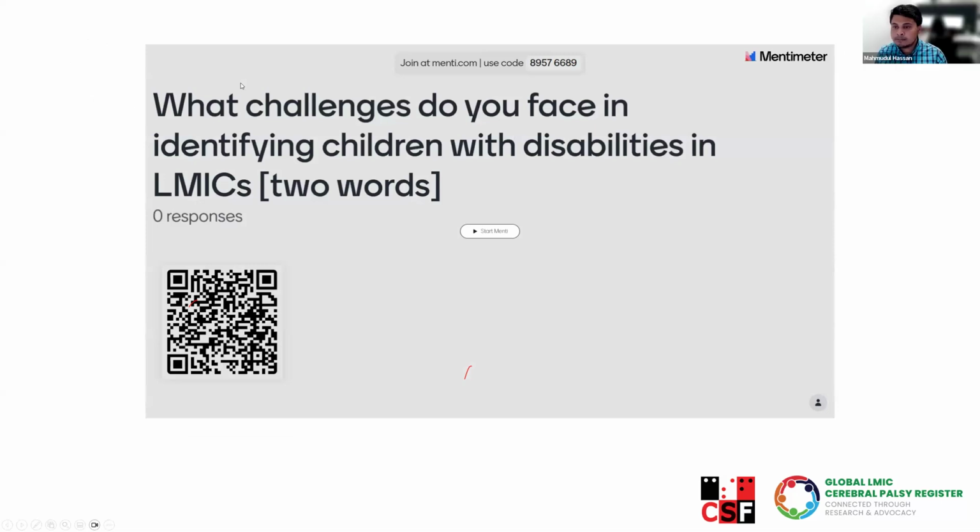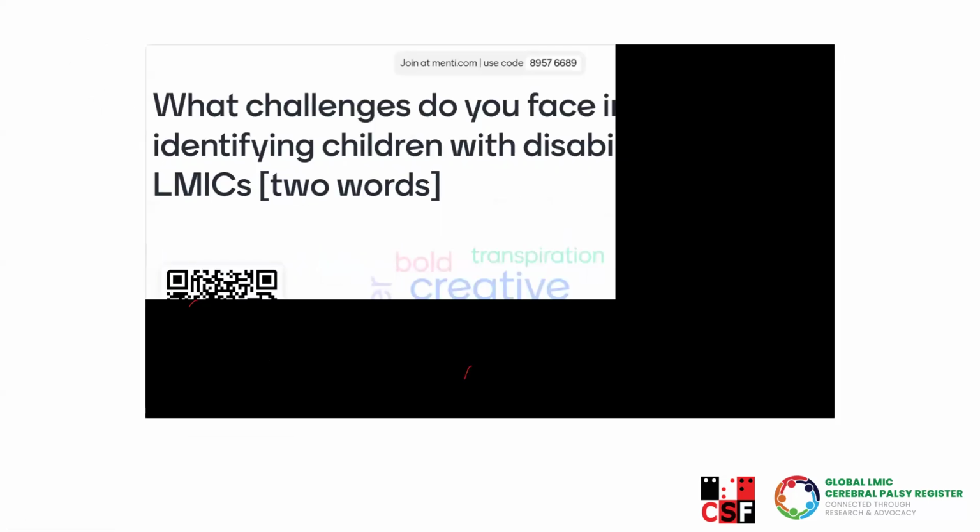So now let's have some quick surveys. What are the challenges you face in identifying children with disabilities in low and middle income countries? Please write in 2 words. Again, please scan the QR code, and if you can't scan the QR code, just go to mentimeter.com and enter the code 989576689. So what are the challenges in reaching children with disability, finding them?